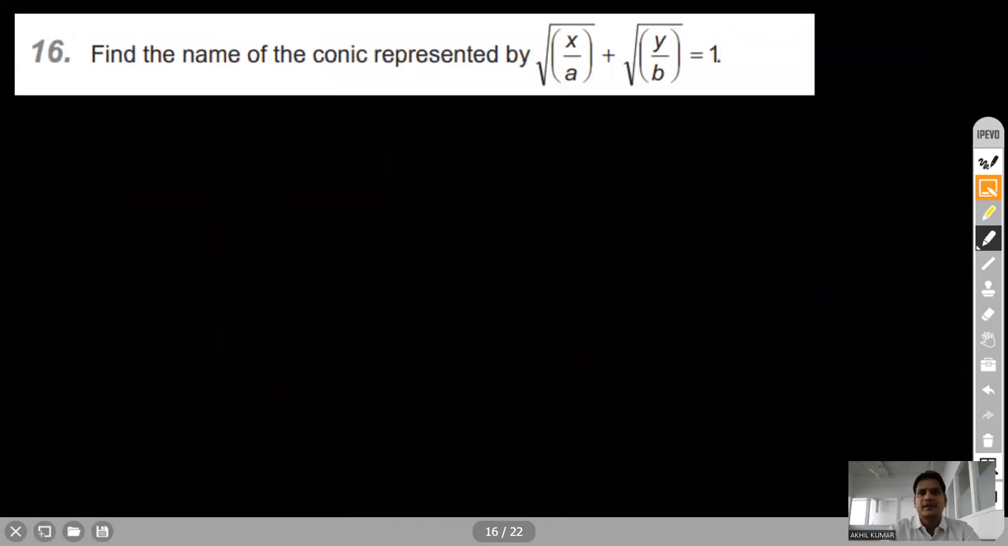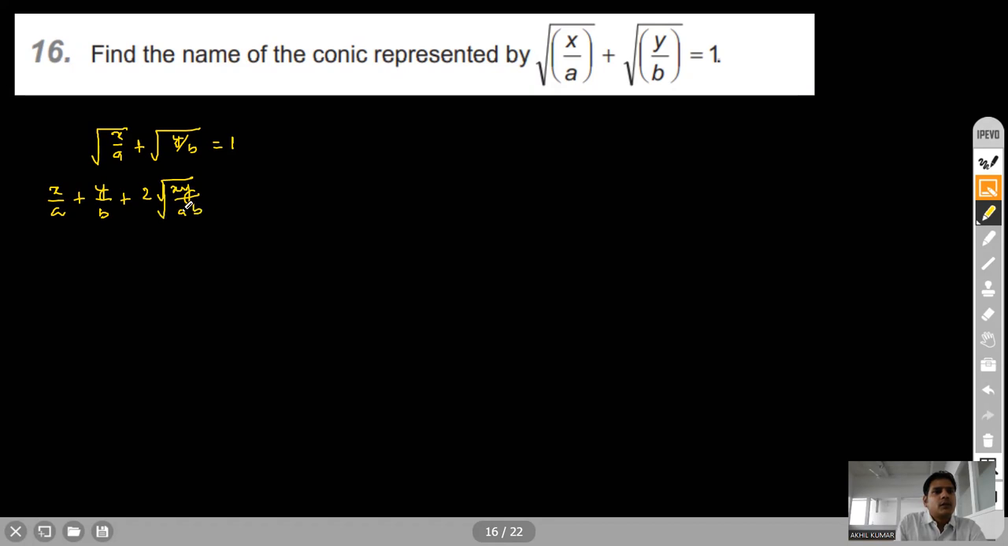Find the name of the conic represented by this equation. Okay, so one equation is given here. Under root of x by a, then plus under root of y by b is equal to 1. First let's square it. So after squaring, what we get? x by a plus y by b plus 2 times under root of xy by ab, right? This whole thing will be under root and is equal to 1, right?